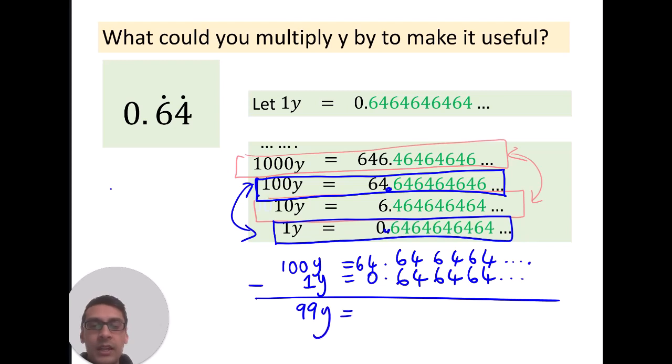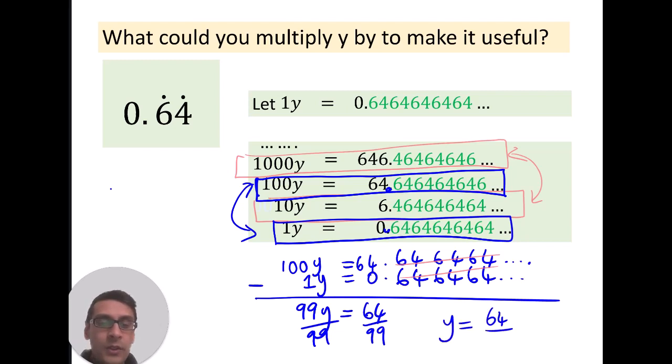And actually that works out quite neatly because when we do our subtraction, 100y take away 1y is 99y, 64 take away 0 is 64, and then the recurring part very conveniently is eliminated when we do the subtraction. So we actually end up with, if we divide both sides by 99, we end up with 64 over 99, which is our conversion from a decimal into a fraction. And 64 over 99 doesn't simplify, so that is our final answer. We can say that y equals 64 over 99. We're going to look at some other really interesting patterns with this as well.